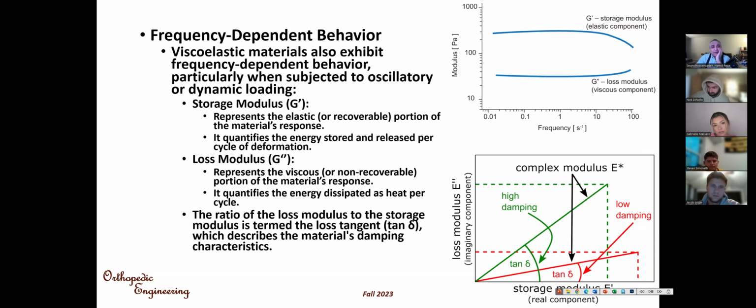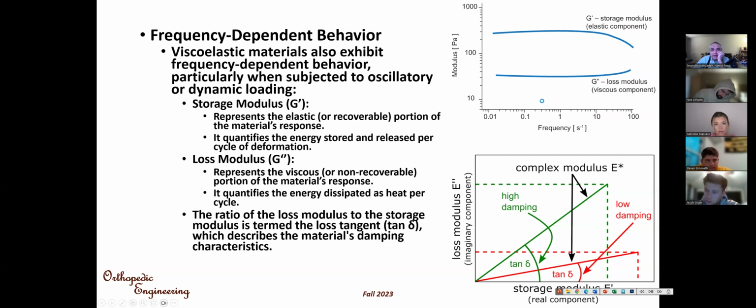The viscoelastic materials are frequency-dependent materials, dependent on the frequency of the application of the load. So a viscoelastic material under frequent load application or dynamic loading shows two different moduli, a storage modulus and a loss modulus. The storage modulus is the response of the elastic portion of the material.